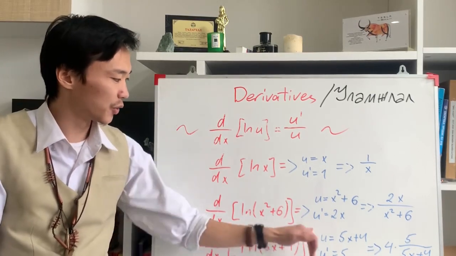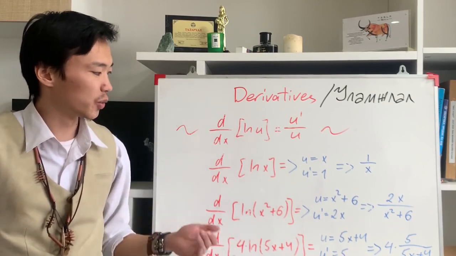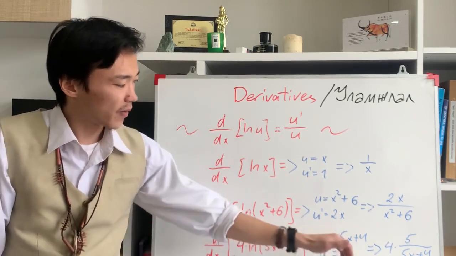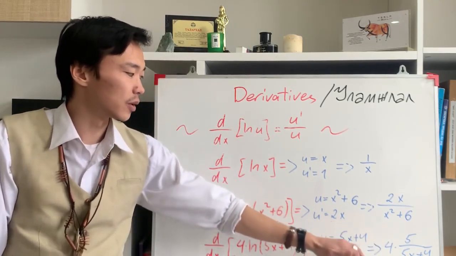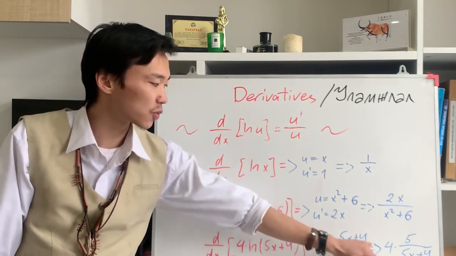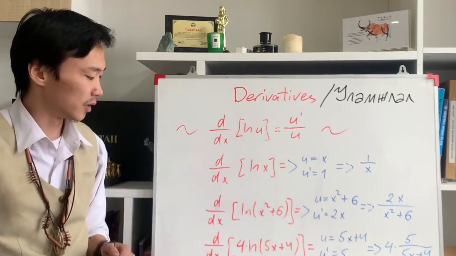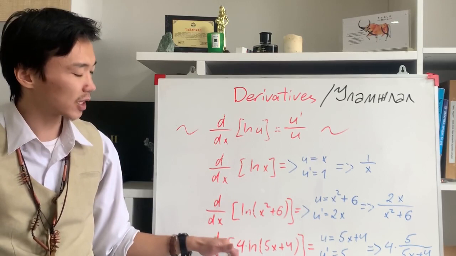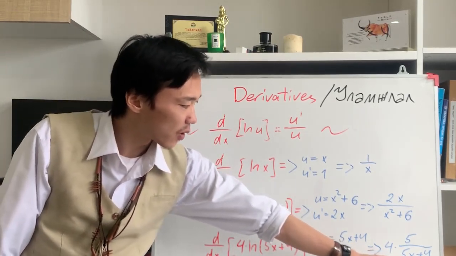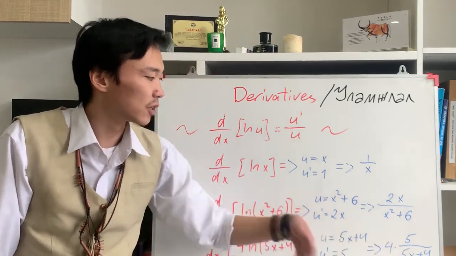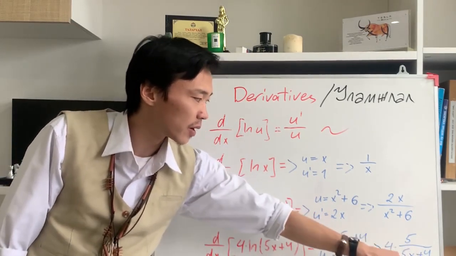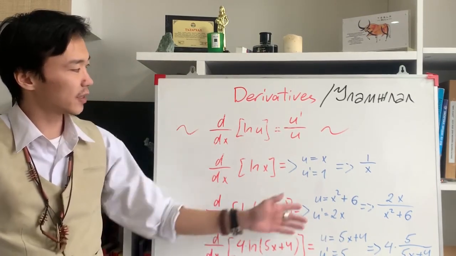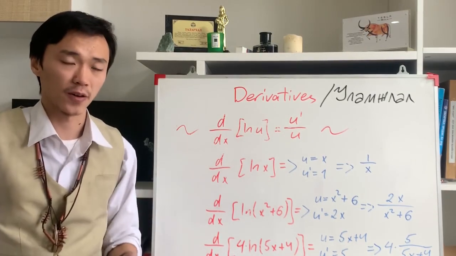Okay, in this case, our u is 5x plus 4, and u prime is 5. I hope you remember the derivative of any constant is always equal to 0. So the derivative of 5x plus 4 is only 5. And we have number in front of the natural logarithmic function. So we must multiply this number here. So 4 times 5 is 20. So the final answer is going to be 20 over 5x plus 4. So that's how you find the derivative of logarithmic function.